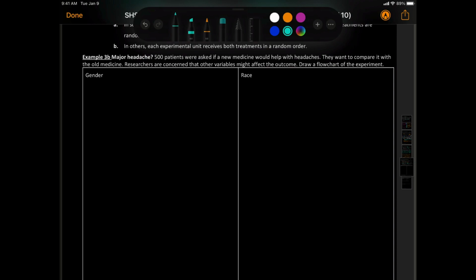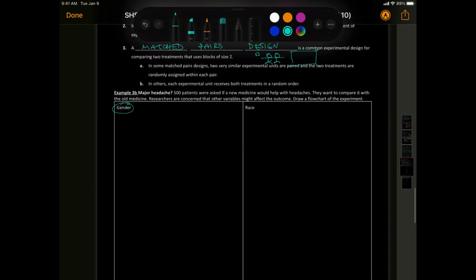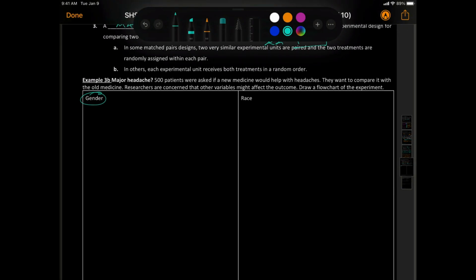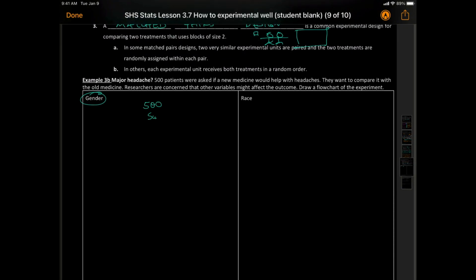Example 3b. Major headache. 500 patients were asked if a new medicine would help with headaches. They want to compare it with the old one. Researchers are concerned that other variables might affect the outcome. Draw a flowchart of this experiment. Okay, so it wants us to focus on gender. So let's have our 500 subjects. Again, we're going to be doing a lot of this next lesson, but I kind of want to introduce it to you early.